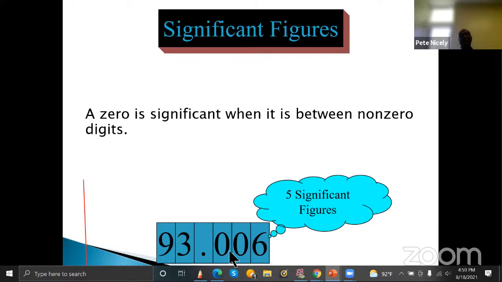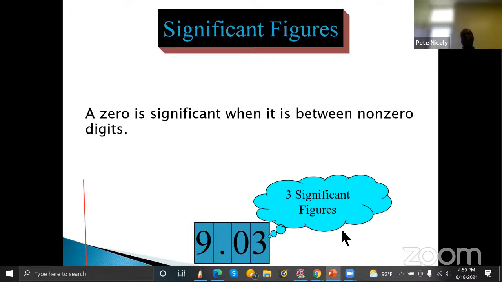In this case here, you have 2 zeros that are sandwiched between non-zero digits, a 3 and a 6. So therefore, those zeros are significant, which means that the total number of significant digits being shown here is 5, all right? Okay, here's another example. We have a 0 sandwiched between a 9 and 3, and you'll notice that the decimal point doesn't make a difference, all right? Even if you have a decimal point there, that doesn't affect the fact that this 0 is still significant. So therefore, there are 3 significant digits represented here, all right?